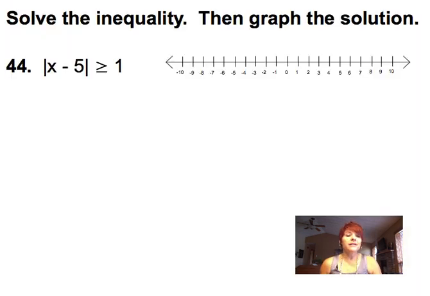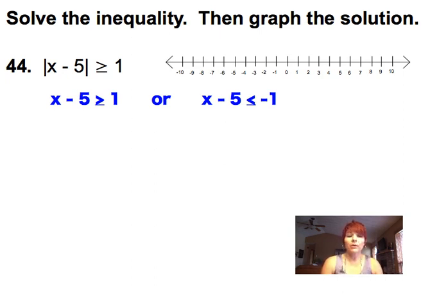So to show you this, number 44 in your Chapter 1 review, which starts on page 64, that's a greater than or equal to inequality. So to start this problem out, it's going to be an OR. Notice there's an OR in between these two inequalities. The first way is you're going to write the x minus 5 is greater than or equal to 1. And notice I wrote that without any absolute value symbols. Then we have the OR in the middle.